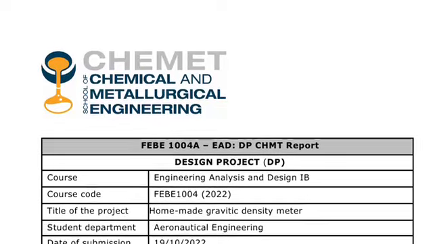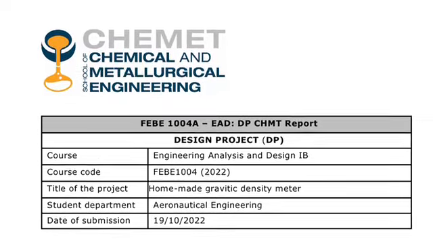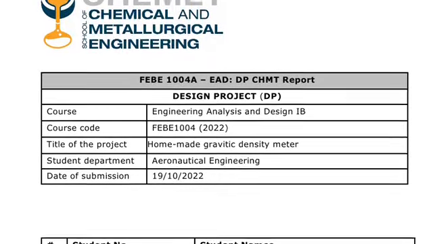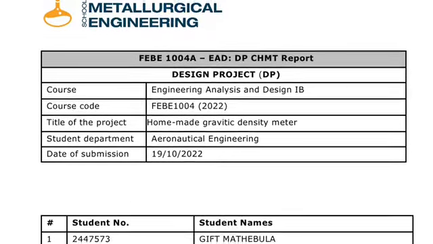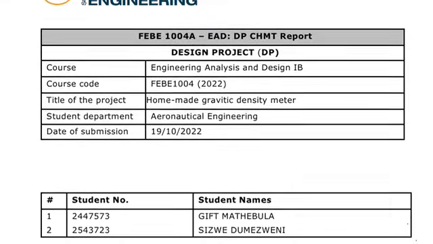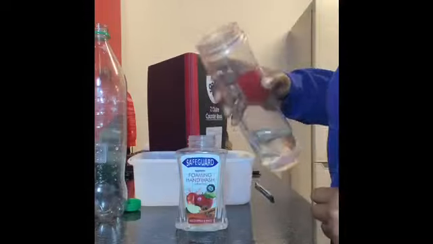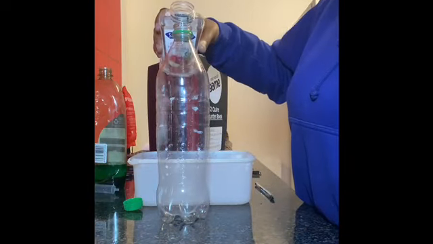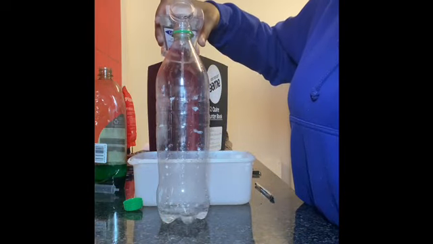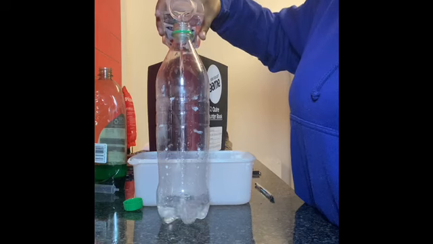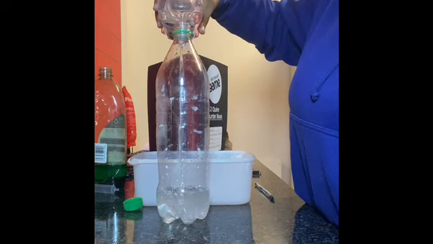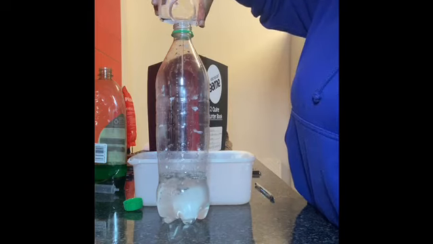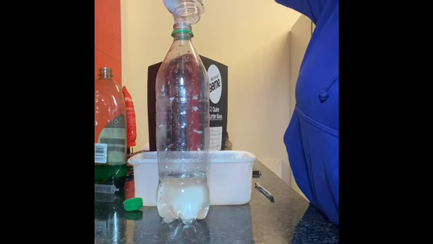Good day everyone, I present to you a design project conducted by myself, Gift Matebula and Sizwe Dumezweni, whereby we were instructed to construct a device that measures density. The densities of 3 liquids were tested and obtained through using the relationship between kinematic viscosity, dynamic viscosity, and density. The liquids tested include hair conditioner, dishwasher, sunflower oil, and water.